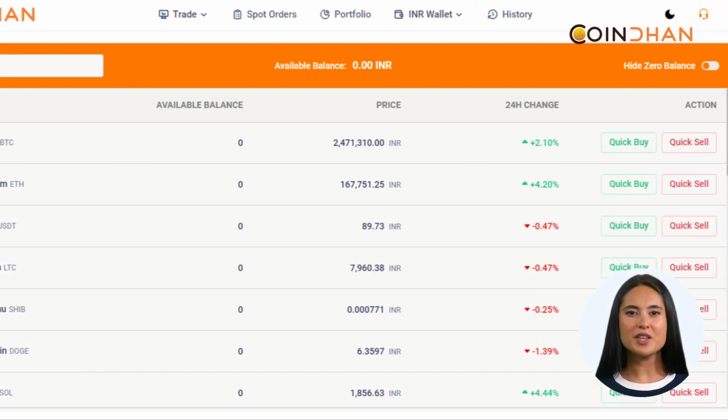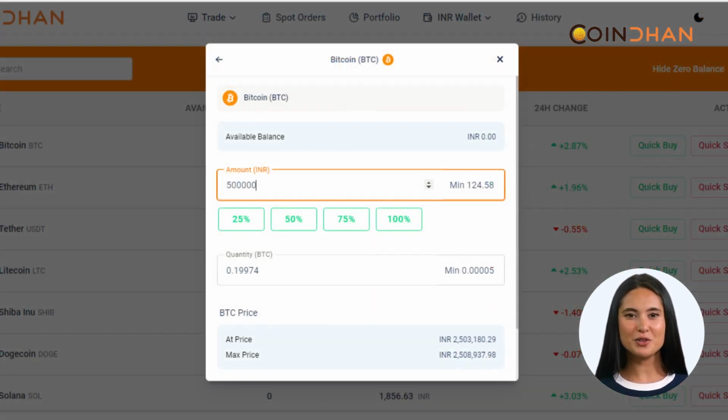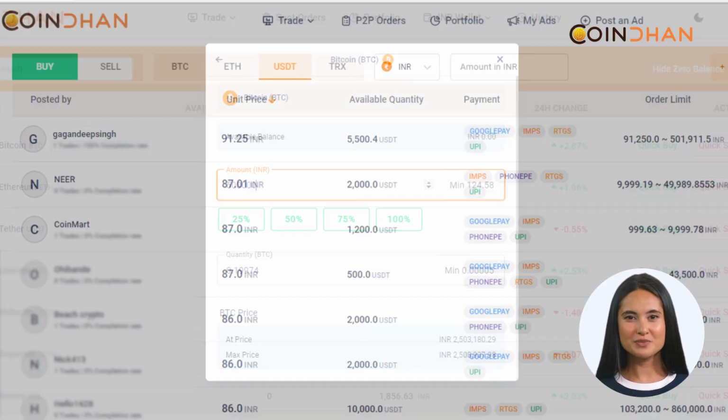Next up, we have Quick Trade, a feature designed for fast and convenient transactions. It enables you to execute trades quickly with just a few clicks, saving you time and effort.